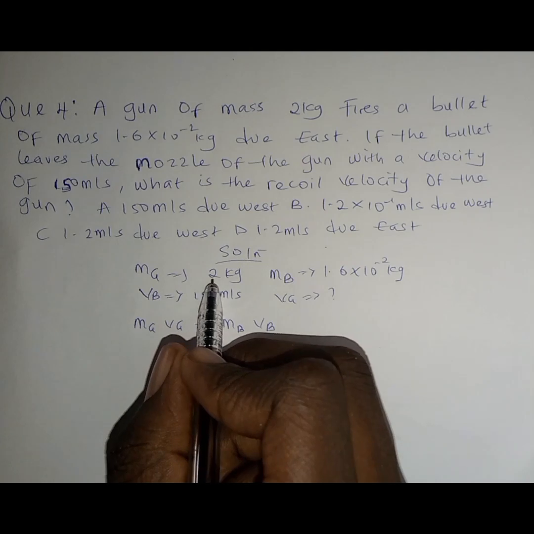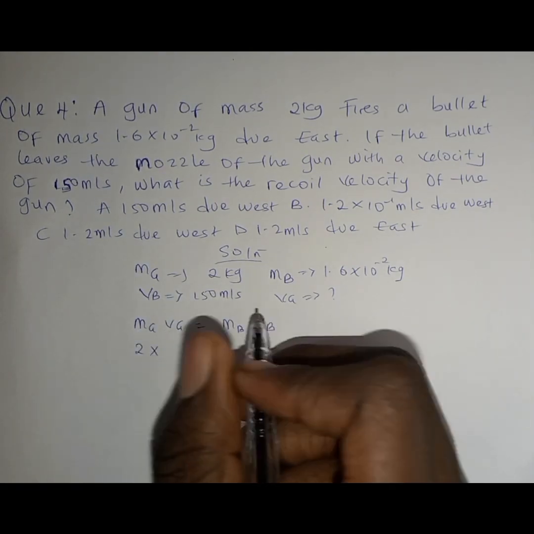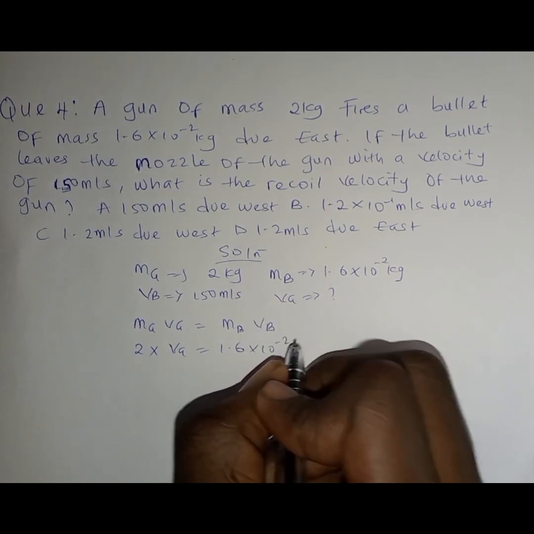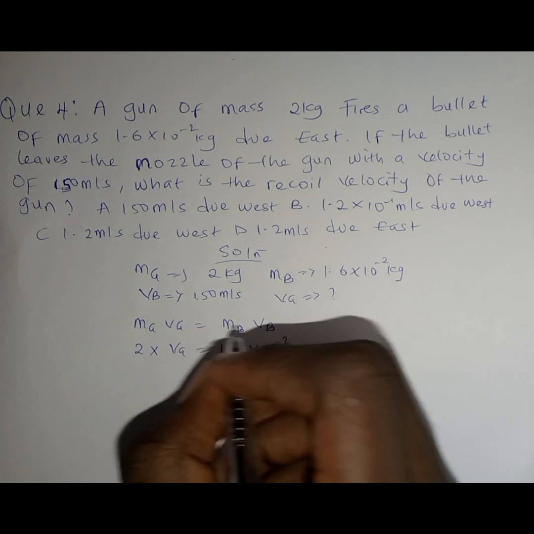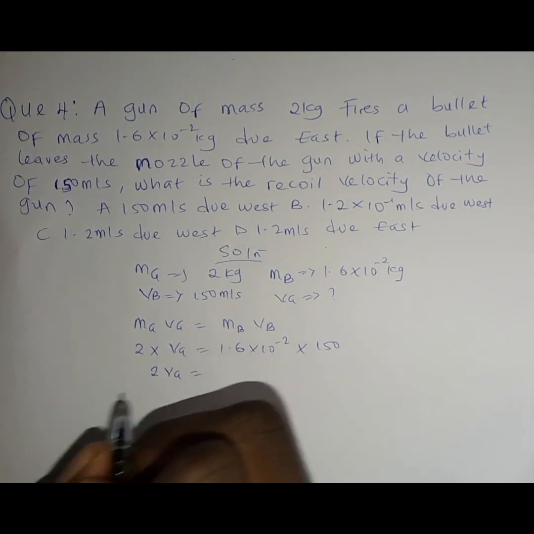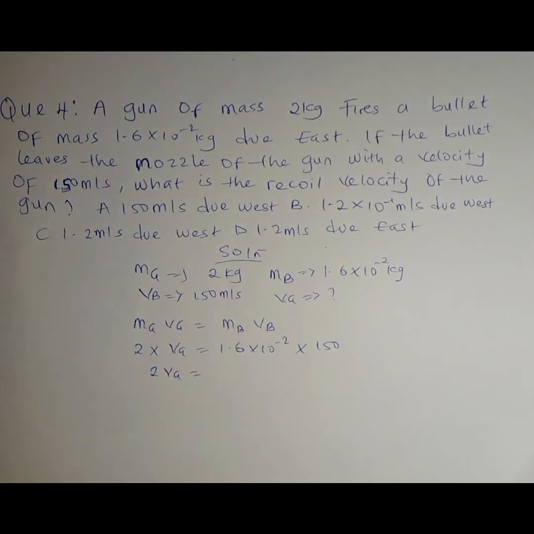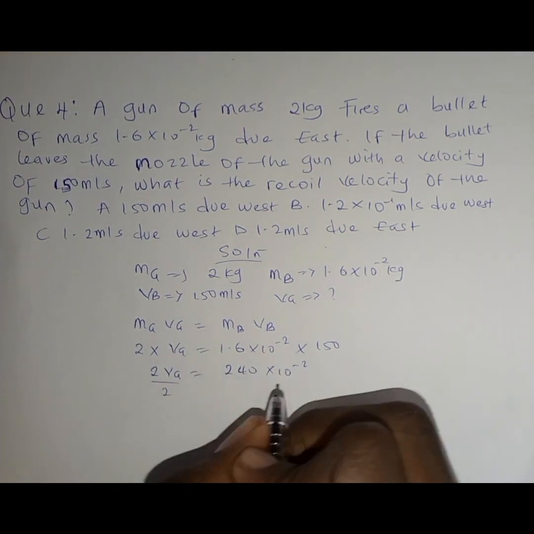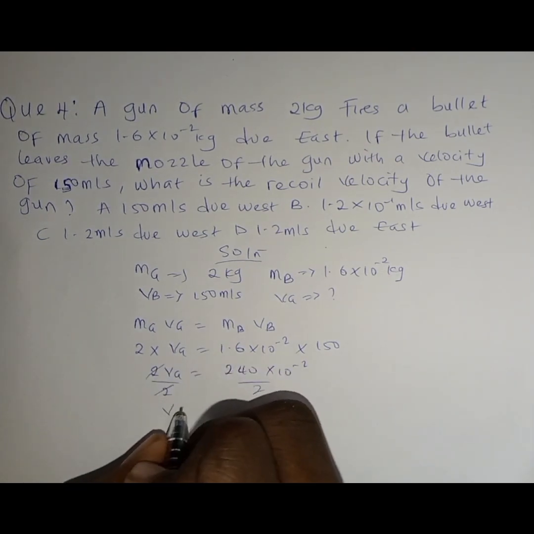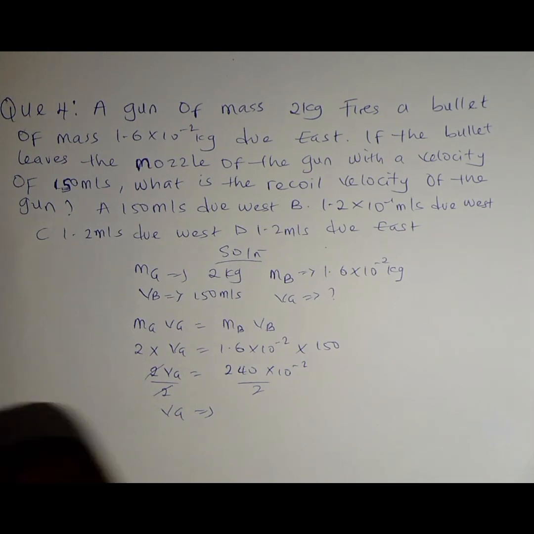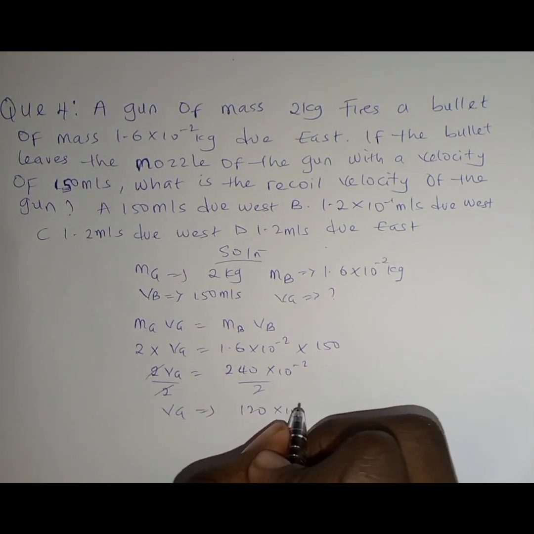So therefore, using this formula, the mass is 2 times the velocity of the gun, which we don't know. The mass of the bullet is 1.6 times 10 raised to the power minus 2, times the velocity of the bullet, which is 150. Now we have 2 vg equals 1.6 times 150, which is 240 times 10 raised to the power minus 2. Divide both sides by 2. Therefore, our Vg becomes 240 divided by 2, which is 120 times 10 raised to the power minus 2.